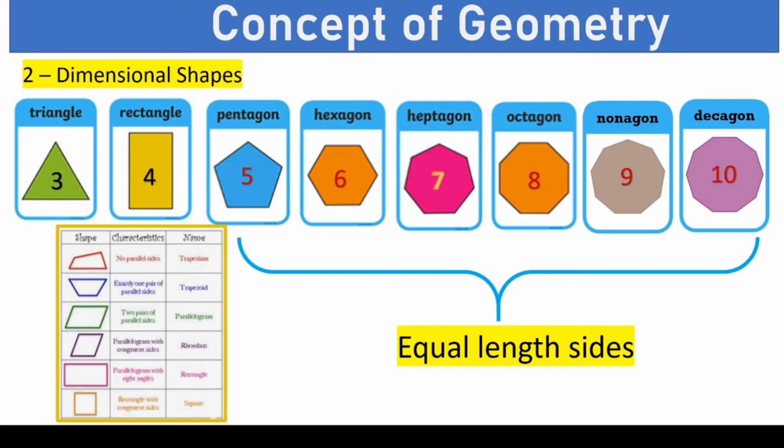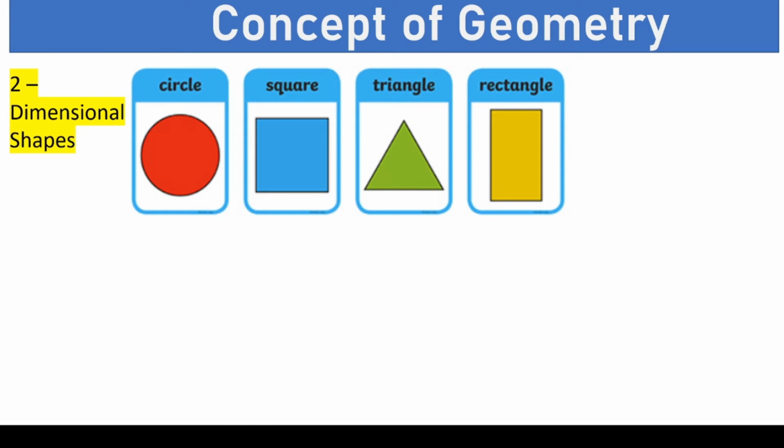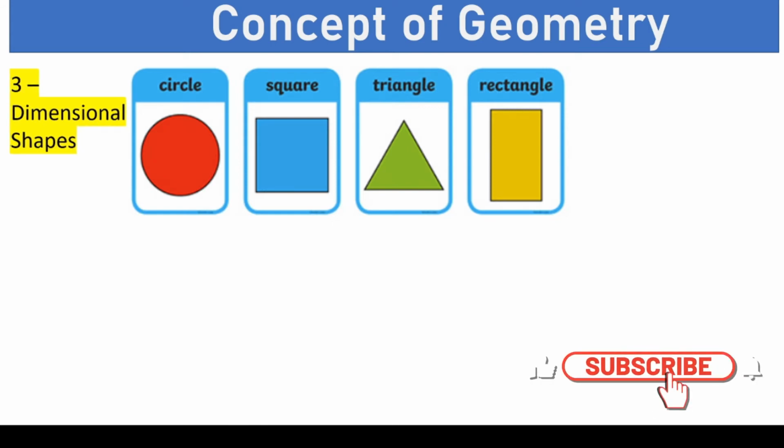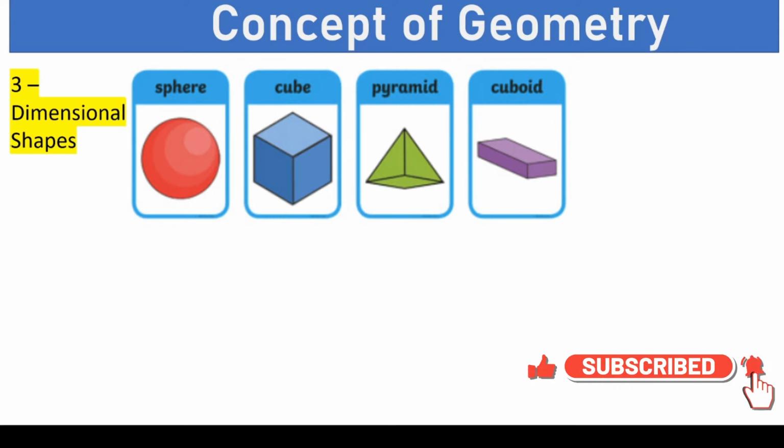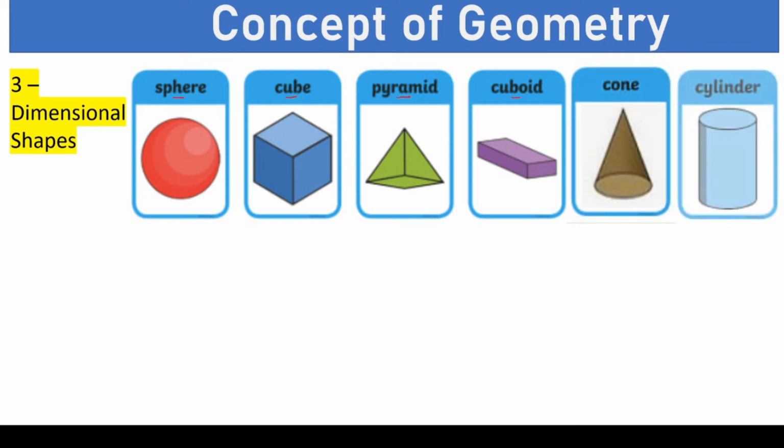Now let's go from these two-dimensional figures to three-dimensional figures, which are the figures in space, for which the circle gets converted to a sphere, the square gets converted to a cube, the triangle to a pyramid, and the rectangle to a cuboid. Well, other important three-dimensional figures that we need to study are the cone and the cylinder.